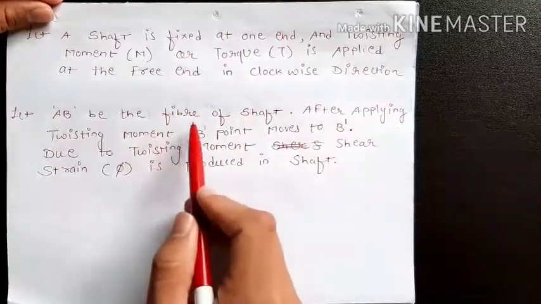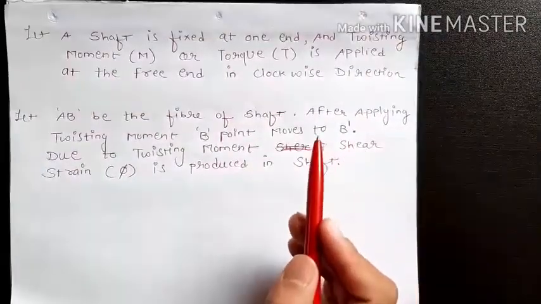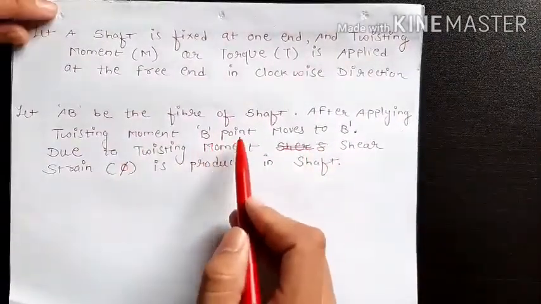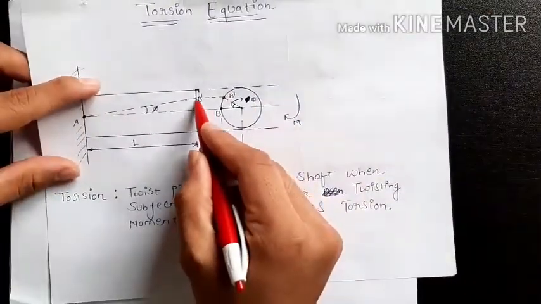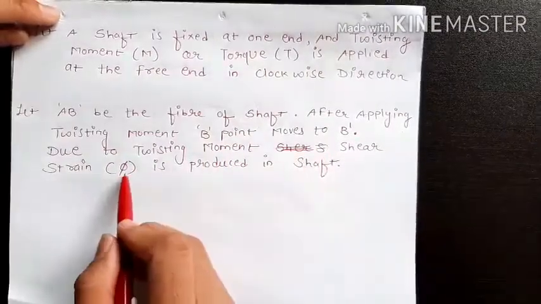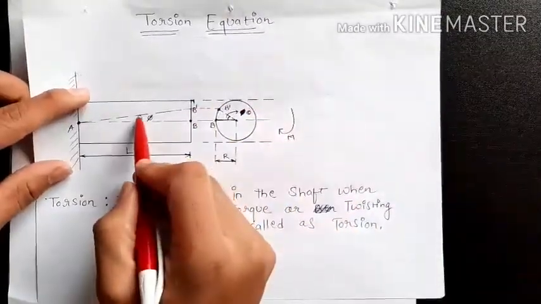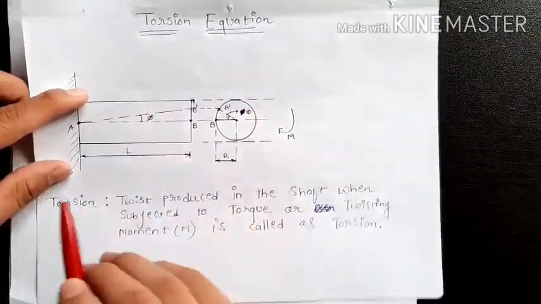So let AB be any fiber of the shaft. After applying the twisting moment, point B moves to B dash. Due to the twisting moment, shear strain phi is produced in the shaft.